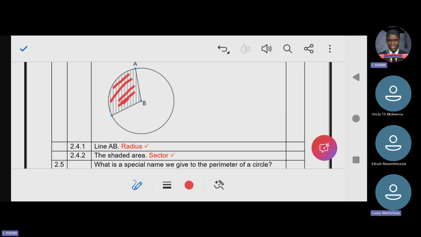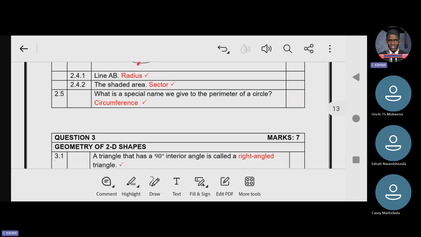The distance around the circle, what do you call it? This distance. Circumference. That's correct. If I'm to draw a line like this, what do you call it? A chord. Excellent. Shows you are preparing. Let's go to number 3.